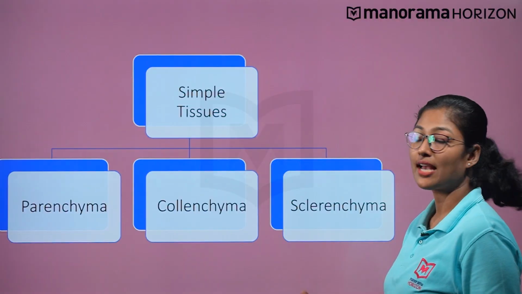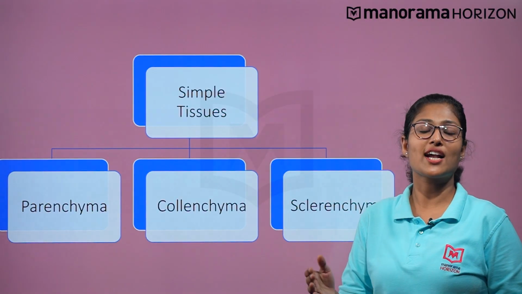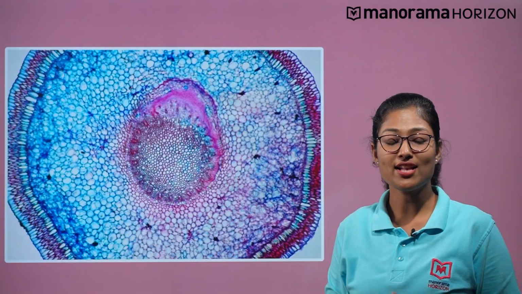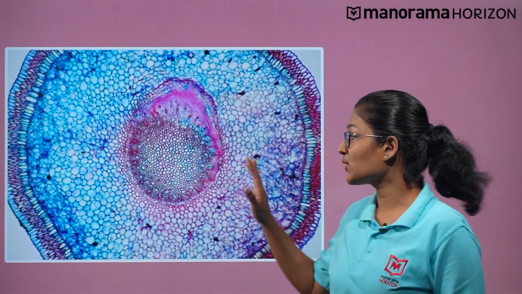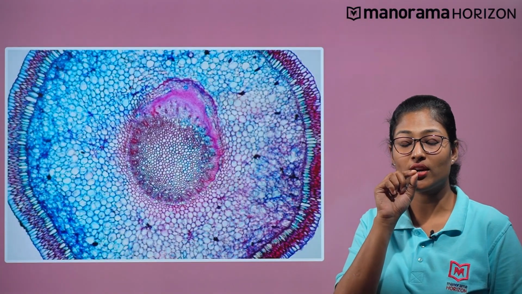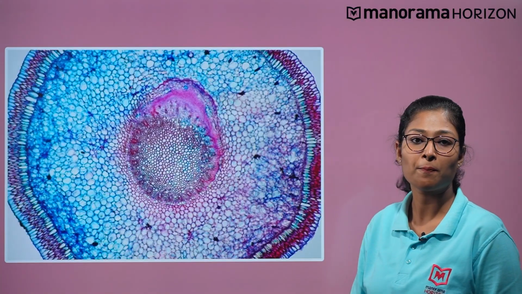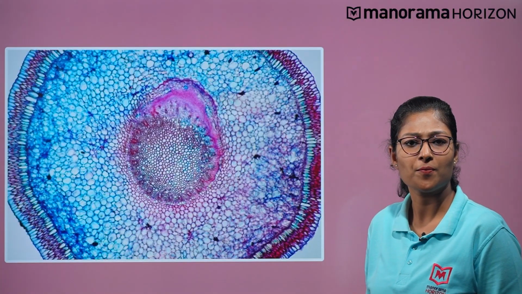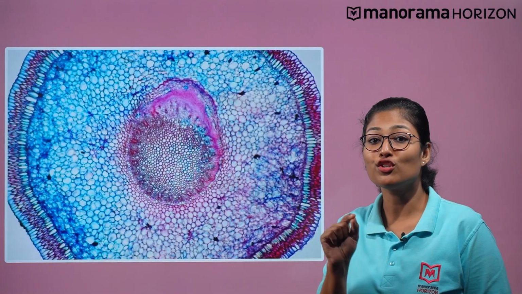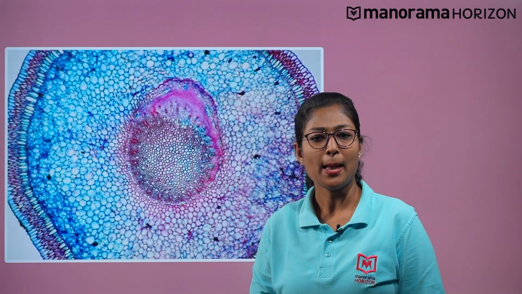Parenchyma, collenchyma and sclerenchyma are the kinds of simple tissues. Imagine that you are shown a transverse section like this and you are asked to identify the parenchyma cells from these. How will you identify them? For that, you have to know their structure, right?